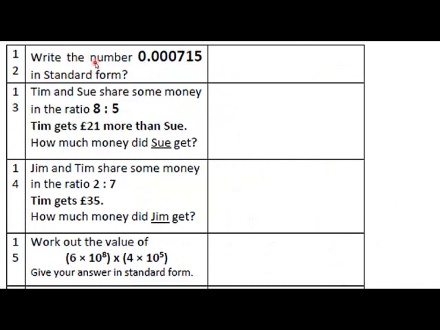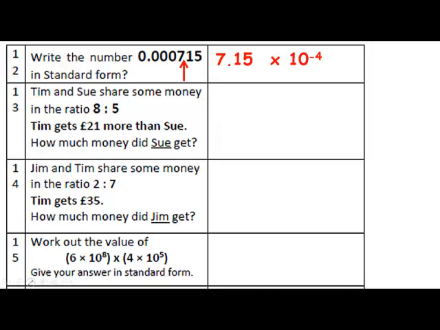Hopefully this is the second time you're seeing this and doing it and you've gotten it right. Question 12. The decimal point in this case is going to be between the 7 and the 1. So that's going to be 7.15. And I'm going to move it 1, 2, 3, 4 along. But because it's a tiny number, that's going to be times 10 to the minus 4. So there's my answer for that.